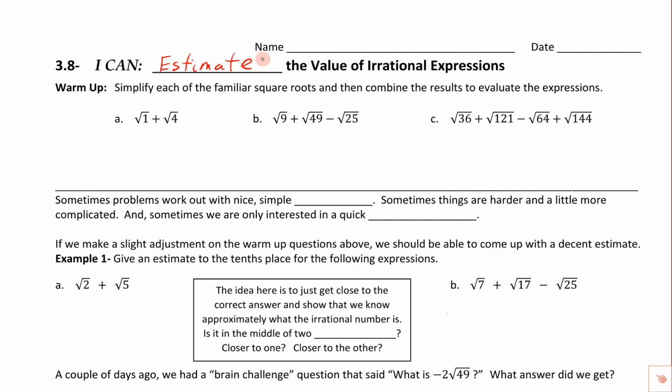And that's the key word for the day. Estimating is more about a process. We're guessing what the correct answer is. We just need to get close. We don't need to be perfect, but we're going to estimate the value of irrational expressions. And in the warm-up, we're going to start off with some that look fairly familiar.